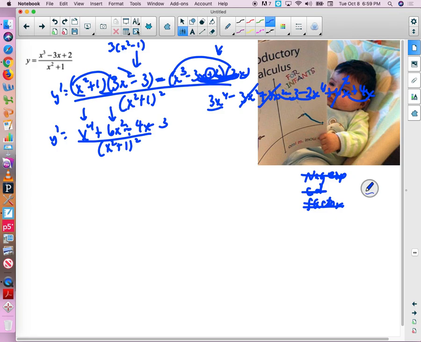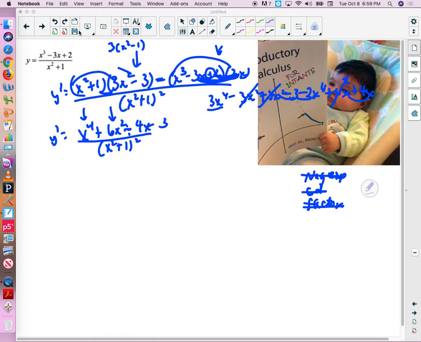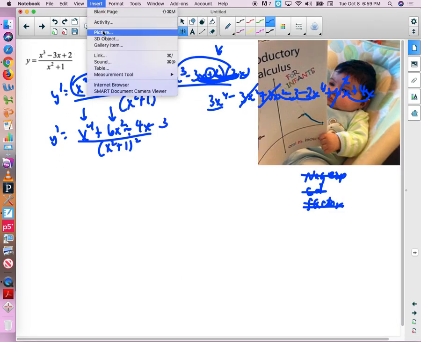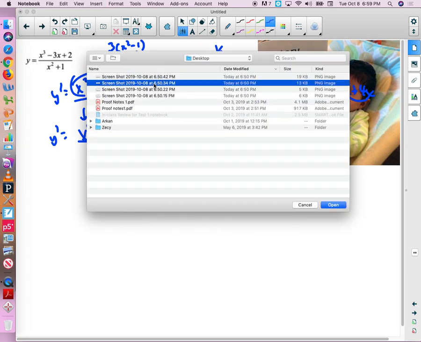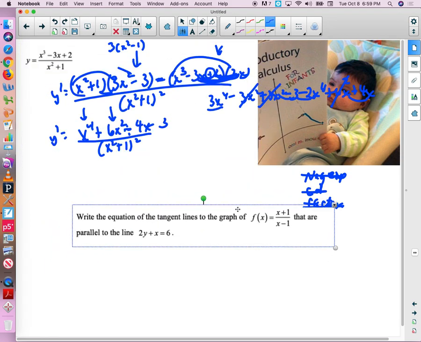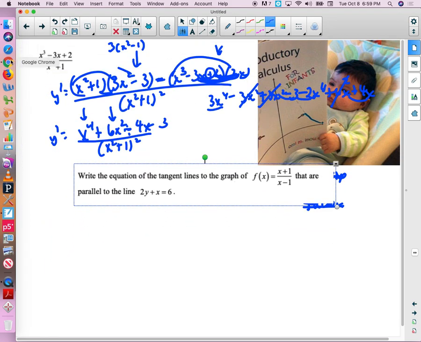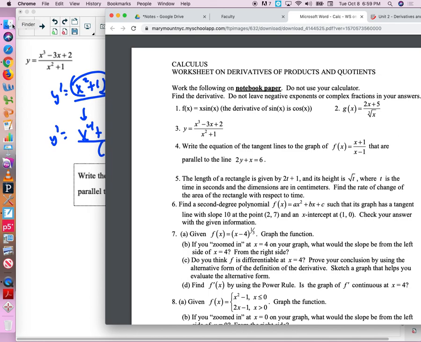All right, now the next problem we're going to do is problem number 4. So this is number 4. And while I'm pulling up number 4, I'll give you the answer to number 1, which I think most of you got. Let me move this down. All right, going back to number 1, the answer to number 1 was x cosine x plus sine x.